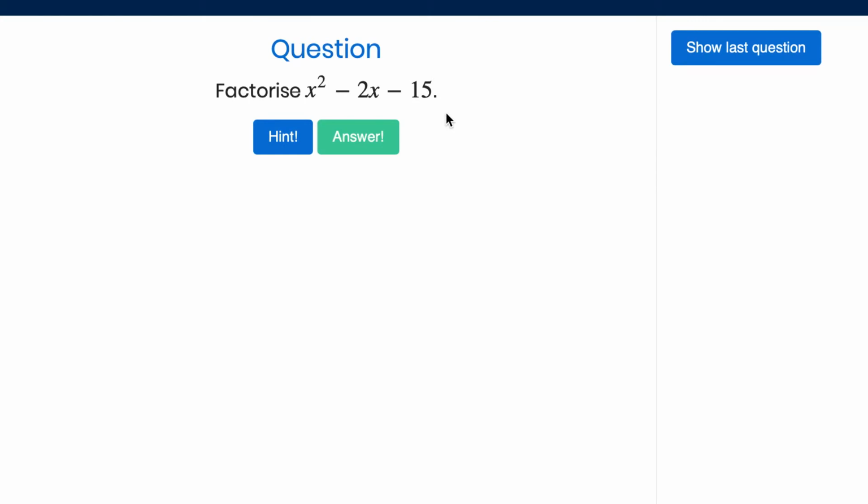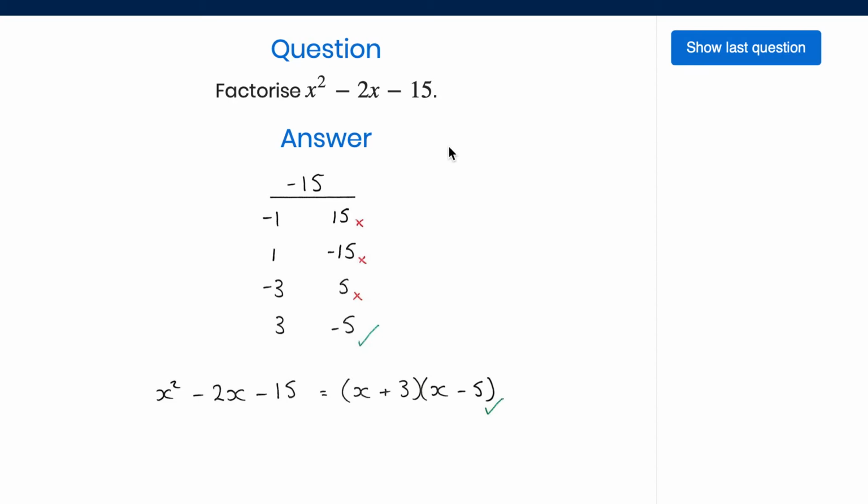Okay, so here is the answer. List the factors of negative 15 and choose the pair that adds to make negative 2. And they are negative 1 and 15, 1 and negative 15, negative 3 and positive 5, positive 3 and negative 5, which is the pair we want because it's this pair at the end that adds to make negative 2. Okay, so the answer is x plus 3 times x minus 5.